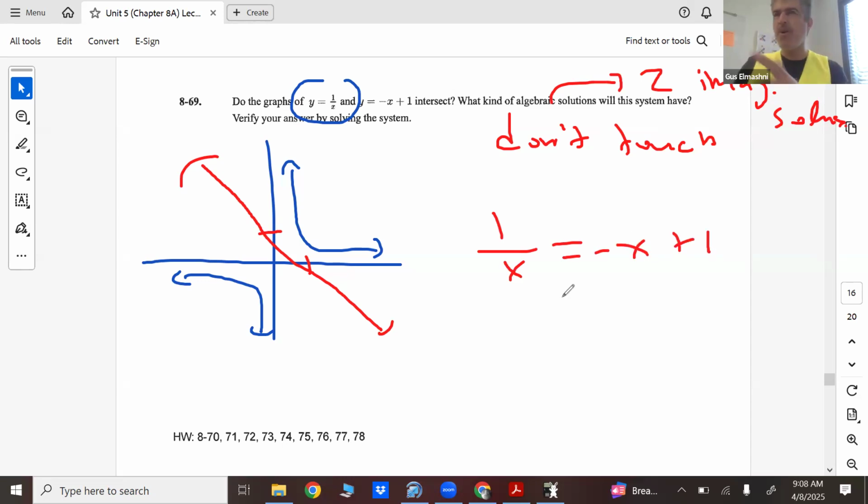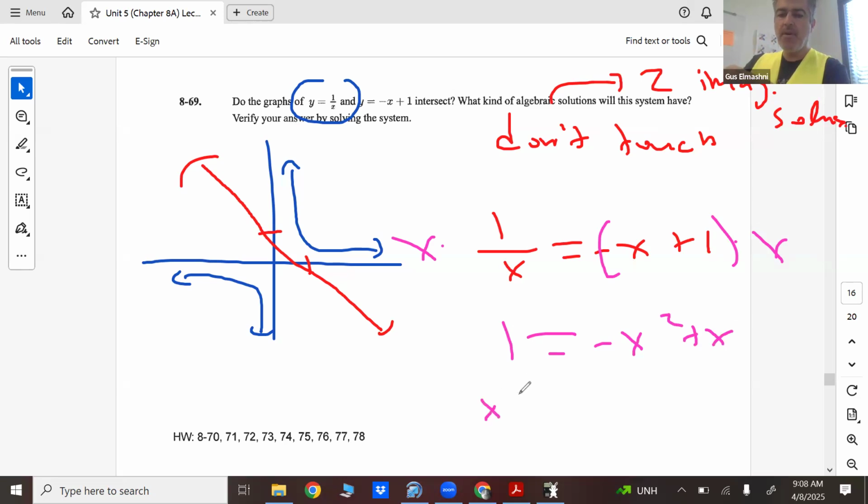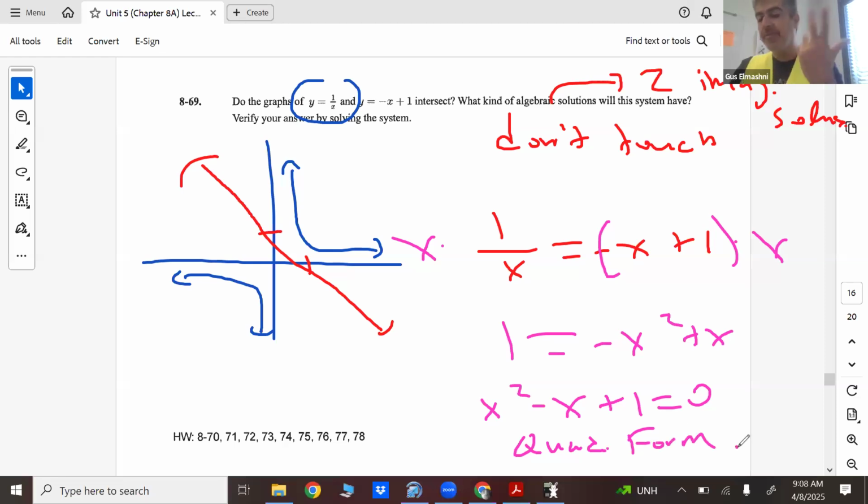How would you solve this? Do you guys remember how to solve this one? Yeah, good. You guys are on it today. So you get 1 equals -x squared plus x, or I move the stuff from the right to the left, and then quad form afterwards. But if you quad form, you're going to get some really weird stuff happening.